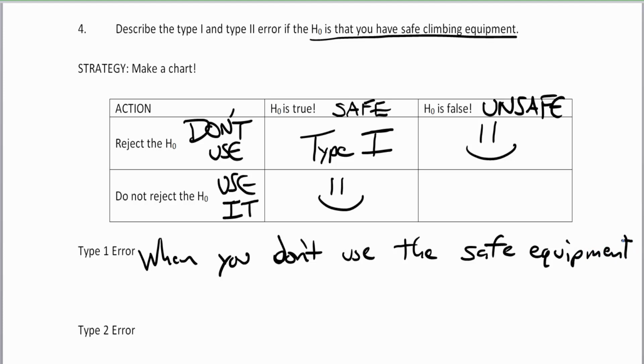Okay, so that is an example of making a type 1 error. Well, over here is the type 2 error. Okay, it's type 2. And again, I can go down from this column and over from this row. And a type 2 error is when you use the unsafe equipment.